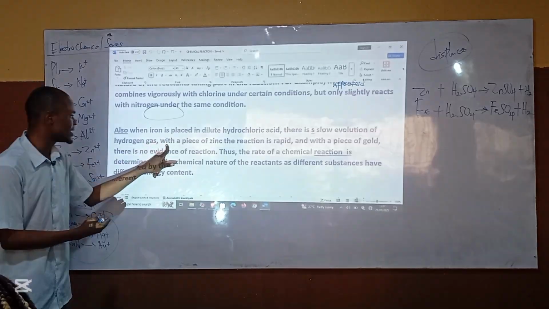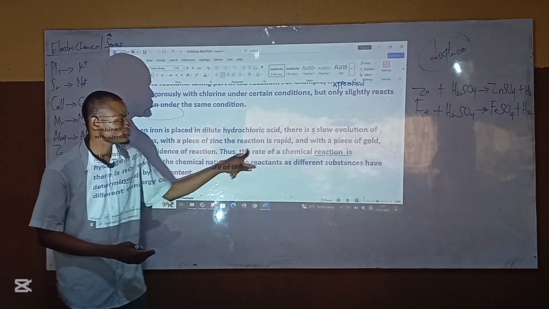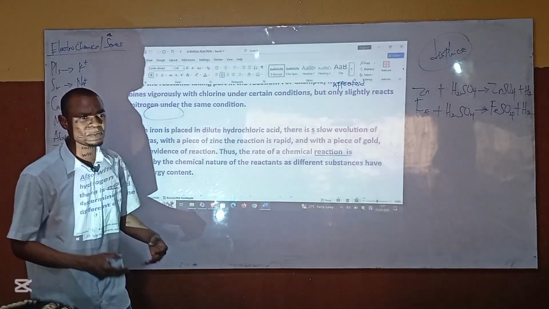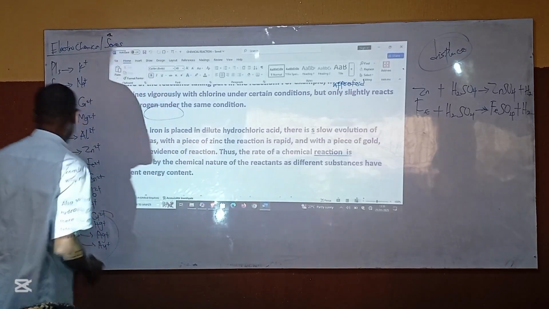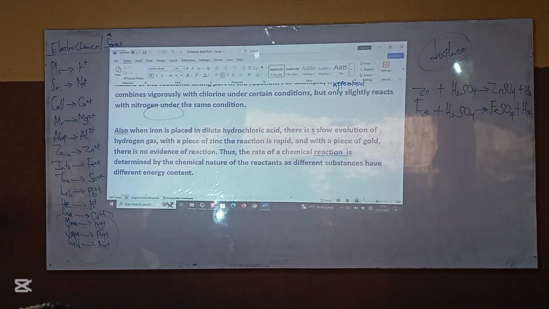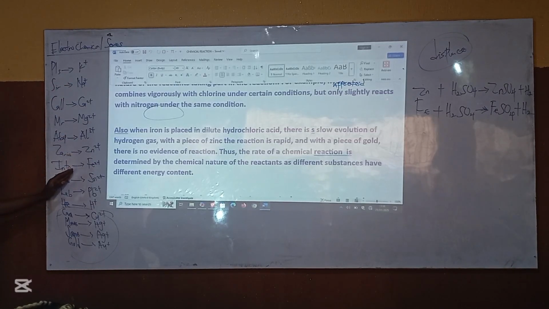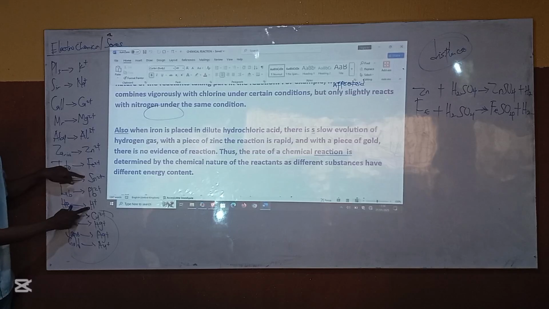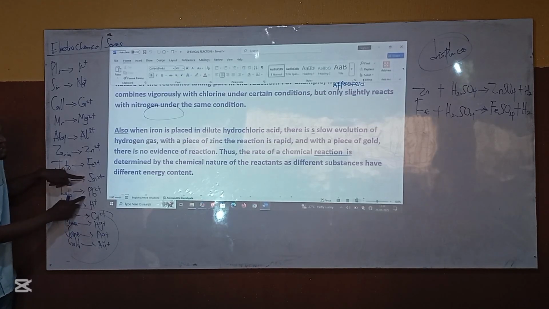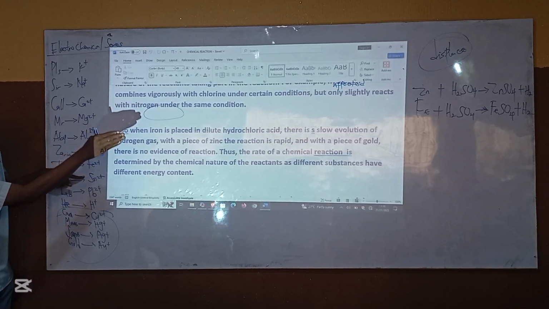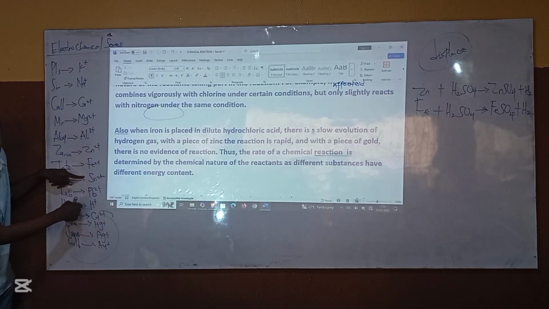Right. Look at what I said. You take a piece of what? Zinc. When they say rapid, it means what? Fast. Why is the reaction rapid? Because zinc is more positive, has a greater positivity than iron, and is higher in the electrochemical series. So as I'm getting closer to hydrogen, if they are reacting with metal and acid, the reaction will be more slow.